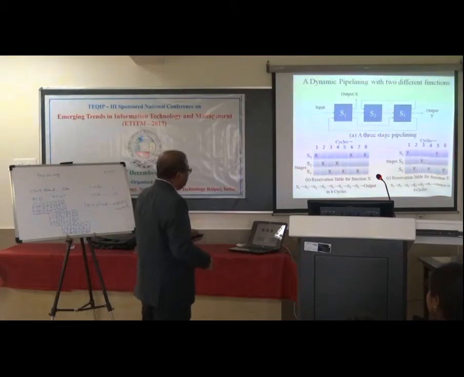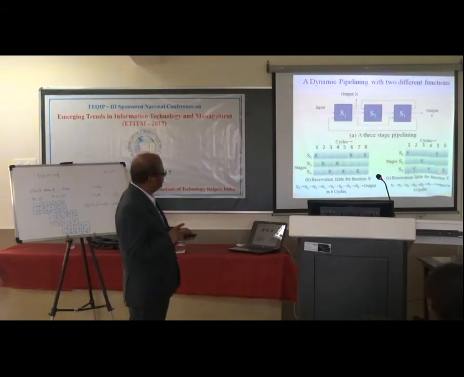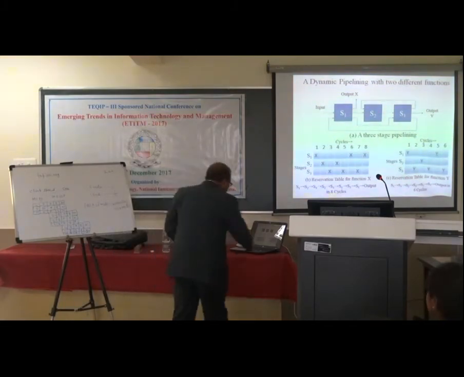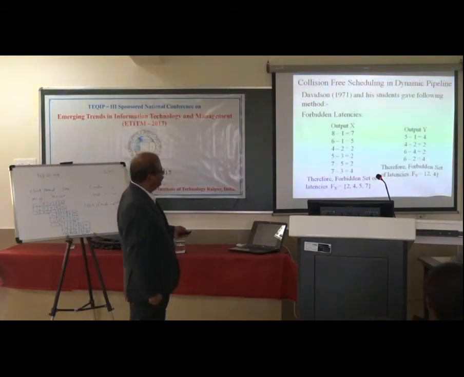So in stage 1 for output y, you cannot use the first clock cycle, but during the second, third and fourth it is free. Forbidden latencies are 5 minus 4, then 4 minus 2, 6 minus 4, 6 minus 2, etc. So that is shown here for output y like this, and therefore the forbidden set of latencies is 2, 4.